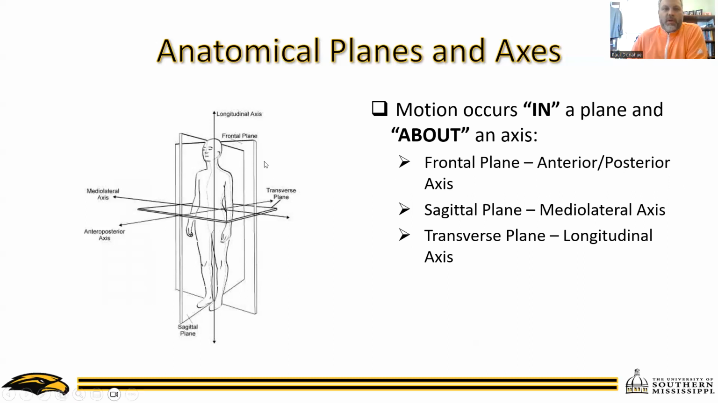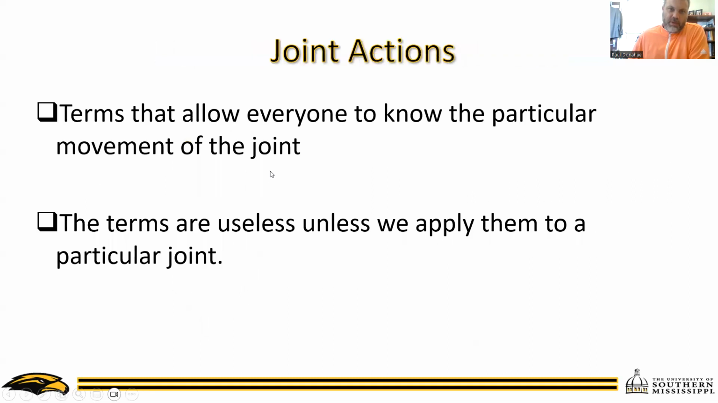All right. So inside of each one of those planes and each one of those axes, we have joint actions. In every joint action, we're going to typically talk about this relative to the movement that's happening at the joint. So if we have elbow flexion or elbow extension, we can talk about it specifically and what's going on there.